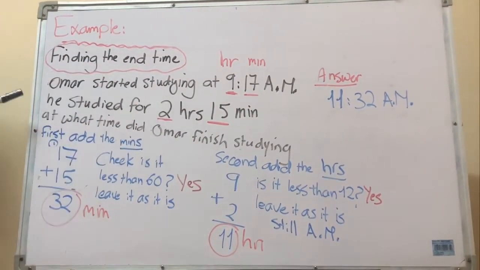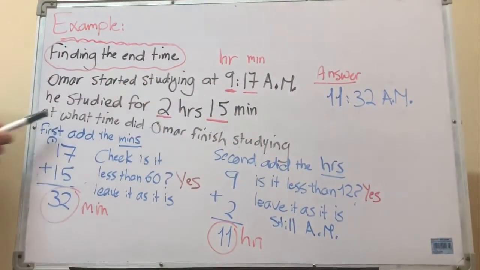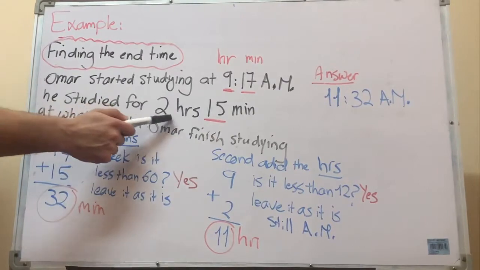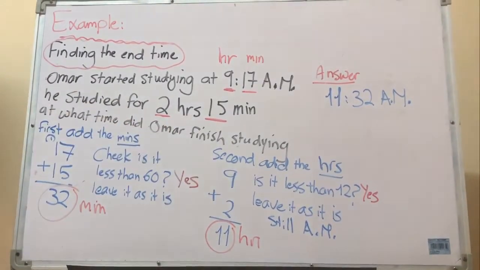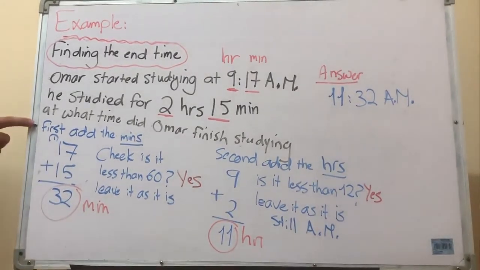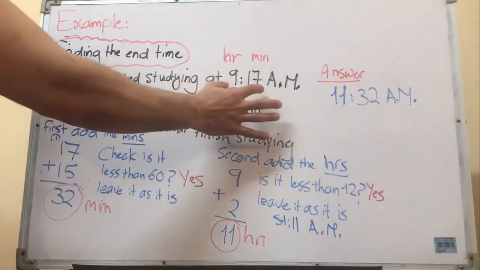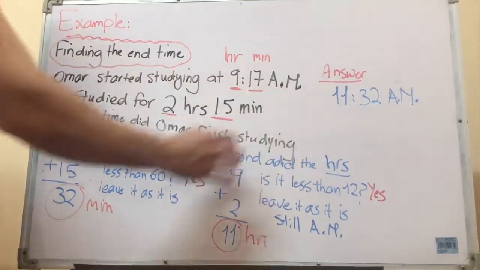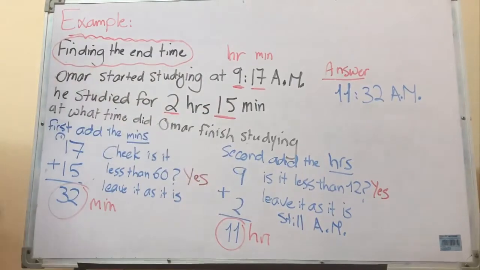Finding the end time. Okay, Omar started studying at 9:17 AM. He studied for 2 hours and 15 minutes. At what time did Omar finish studying? Okay, so the first step is we add the minutes to the minutes. Omar started at 9:17 AM, okay? And he spent 2 hours and 15 minutes studying.